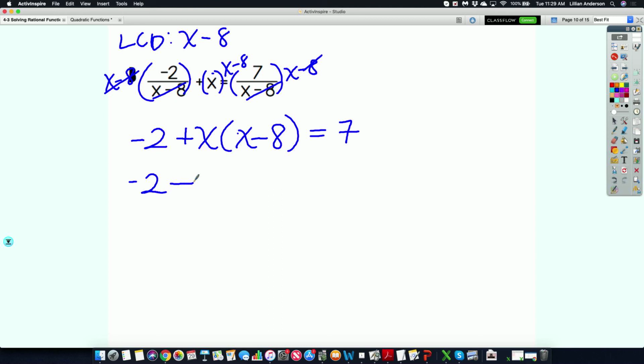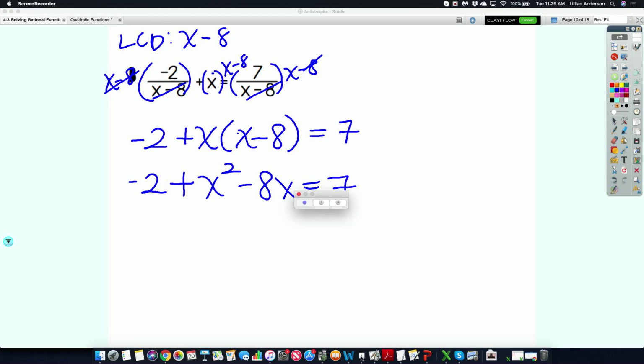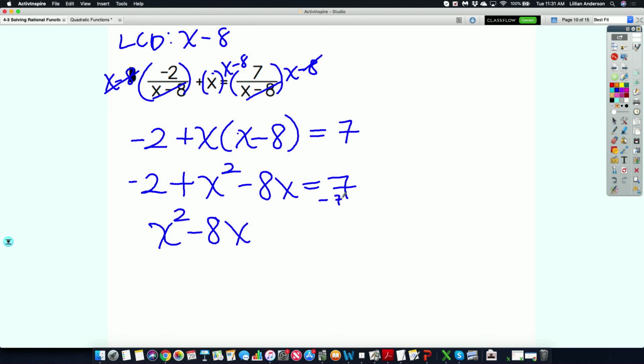So this gives me a negative 2 plus, what's x times x? X squared. Then this gives me a negative 8x. And good old quadratic. Okay? Get everything to one side and see if you can factor. Go ahead and do that. Me personally, I like to keep my x squared term positive anytime I factor. Because anytime the x squared term is negative, there's basically an a in front. Then you got to slide, divide, bottoms up. So keep it positive. I'm going to go ahead and subtract the 7 over. And this gives me a negative 9.